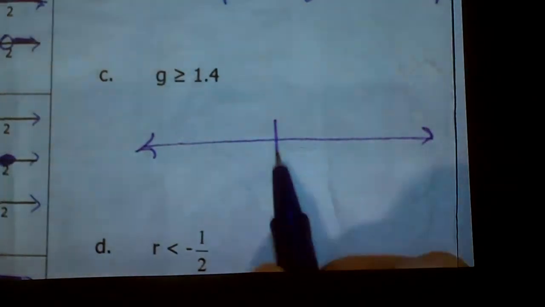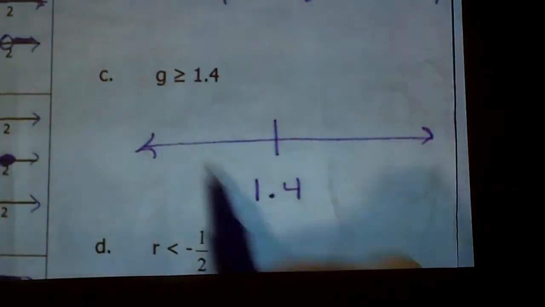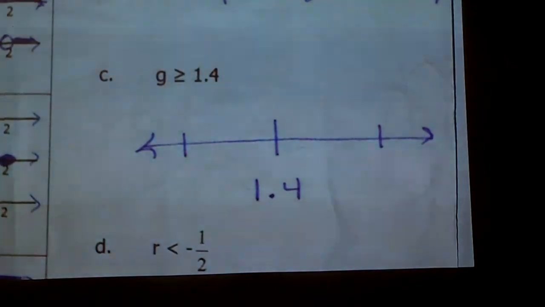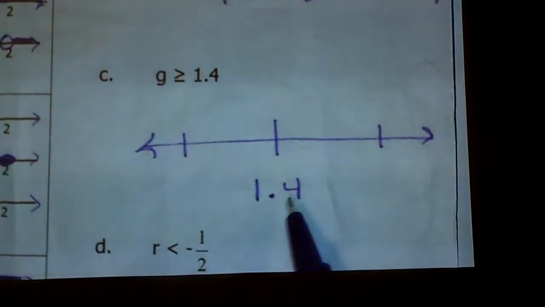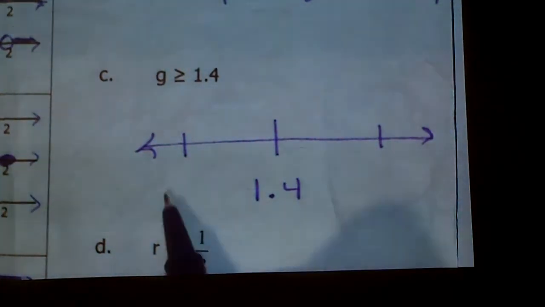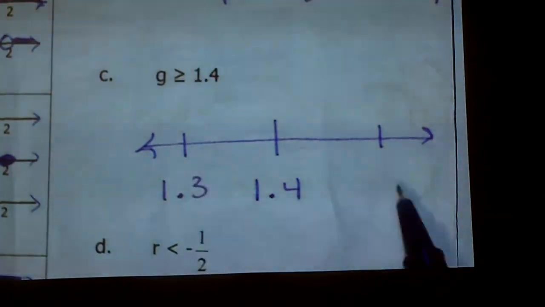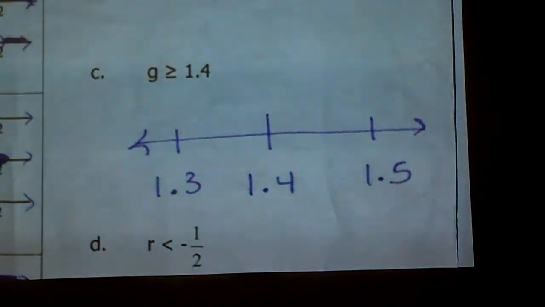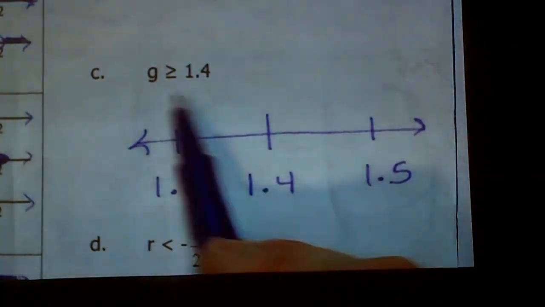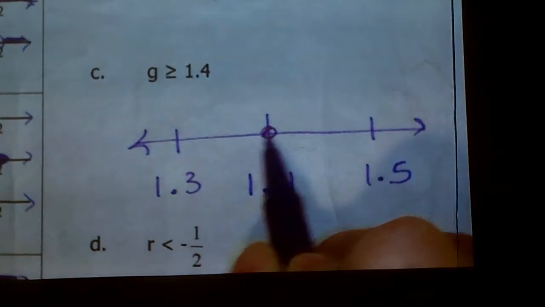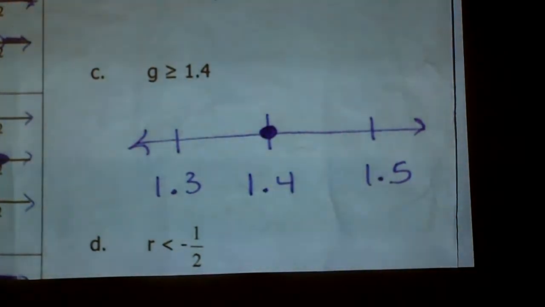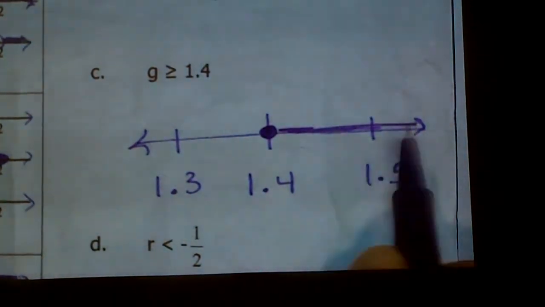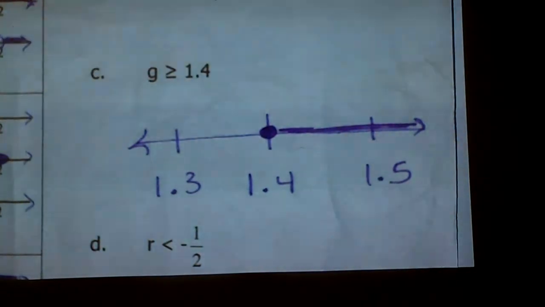For letter C, g is greater than or equal to 1.4, so draw your line. In the center, I'm going to write 1.4. Now you might be thinking, what am I supposed to do here? Well, it's given to you where it's an amount in tenths here. I would just say, okay, 1.3, 1.4, 1.5. Just make sure that you're using equal increments no matter what you choose. So g is greater than or equal to 1.4. I'm going to use a closed circle because it means it can be 1.4. And it can also be all the values to the right because it's greater than.